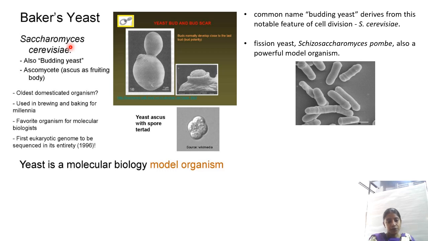And they have been used in brewing and baking for millennia. And this is the favorite organism for molecular biologists as well, okay? Saccharomyces cerevisiae is known as budding yeast because it undergoes asexual reproduction through the budding process. So in this image you can see the buds of Saccharomyces cerevisiae. This is the old bud and you can see the newer bud which is just emerging.